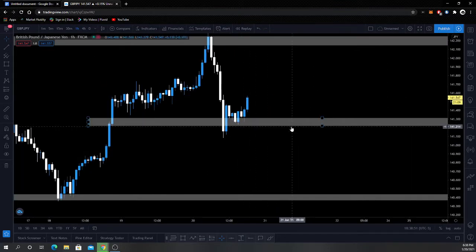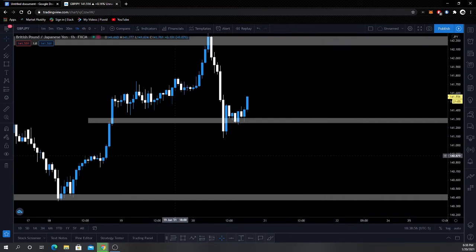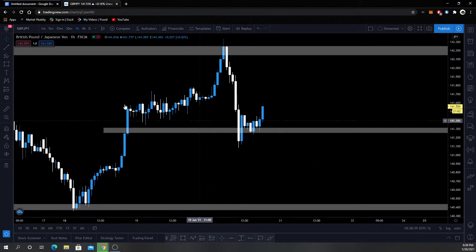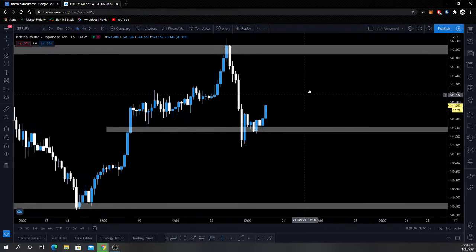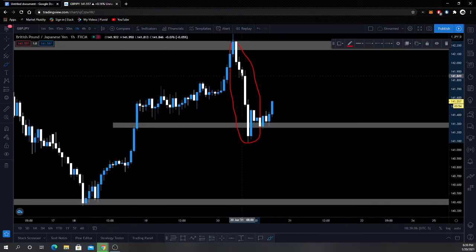Okay, so let's fix these levels just a bit right there. So as you guys can see here was a move from this morning during the New York session. Price came down, created this level, and then started consolidating for a while.